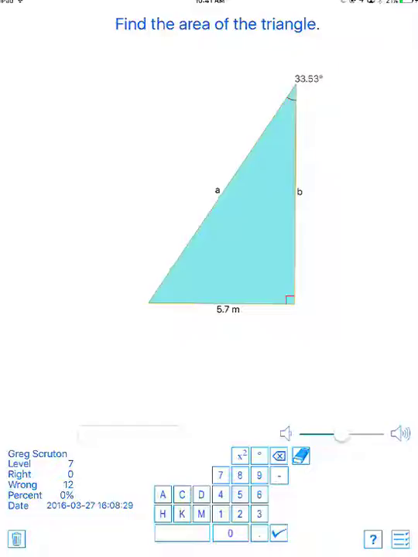Now the area of a triangle is base times height divided by 2, and here I'm given the base, and the height would just be the b side, right? So I don't have to find the a side. So I can just find the b side, multiply it by this side, and divide by 2, and I have my area.